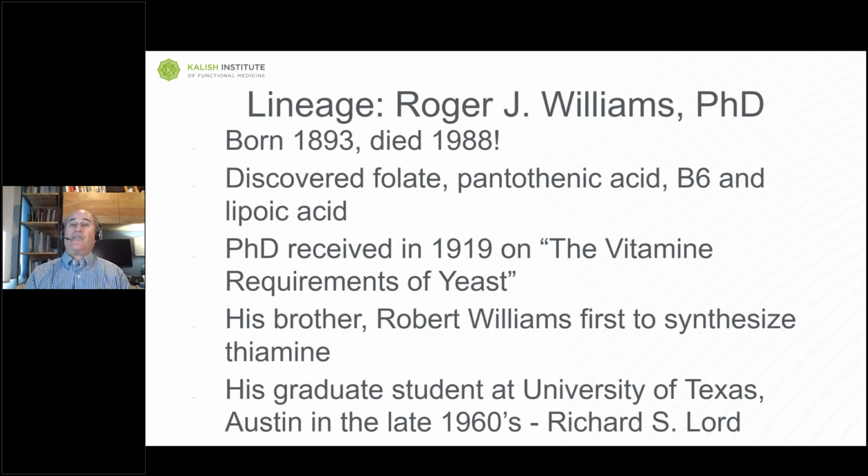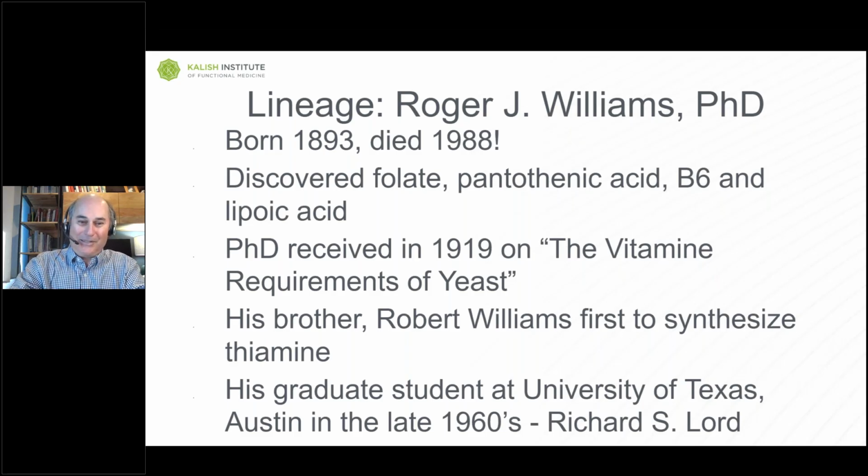So there's this lineage here, and I just find this fascinating. Roger Williams, most of you probably haven't heard of him, he's a very famous scientist. He was born in 1893, which kind of blows my mind. He was my teacher's teacher, Richard Lord's. Richard was under the tutelage of Roger Williams, overseeing his dissertation for his PhD, and Roger Williams was the discoverer of folate. Who could even think that you could figure that out? And pantothenic acid. His brother figured out thiamine. So these are top scientists.